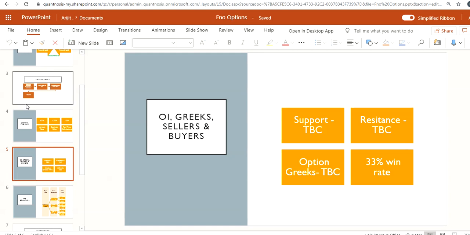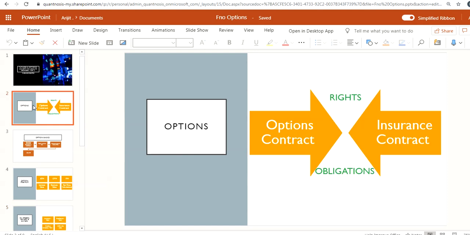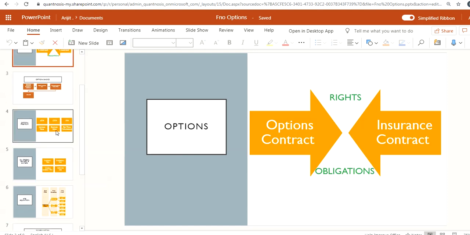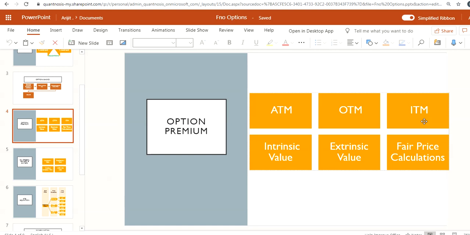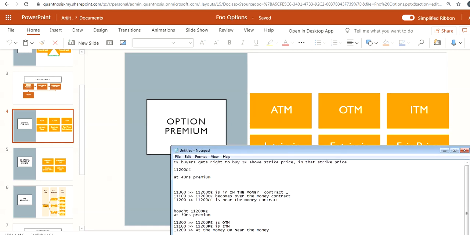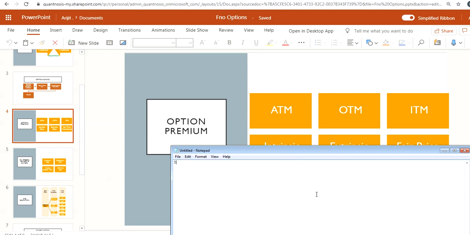So one more thing we spoke about earlier, right? We talk about rights and obligations. If the option is in the money, in that case the right is applicable. Like I mentioned, a call buyer gets a right if the price is above the strike price. So for a call option, if the price is above the strike price, then it is in the money, which means the condition is it has to be in the money for option buyers to get rights.